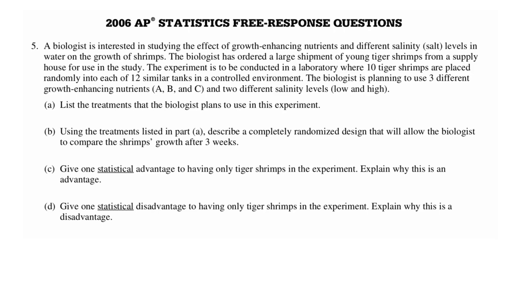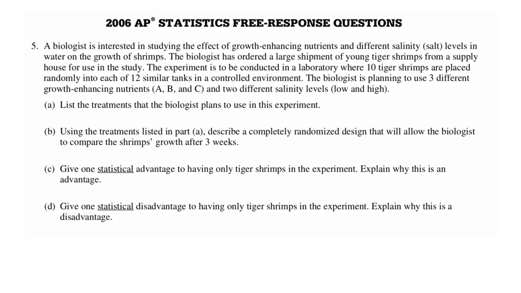Okay, so a biologist is interested in studying the effect of growth-enhancing nutrients and different salinity, or how much salt is in water, on the growth of shrimps. The biologist has ordered a large shipment of young tiger shrimps from a supply house for use in the study. The experiment is to be conducted in a lab where 10 tiger shrimps are placed randomly into each of 12 similar tanks in a controlled environment.